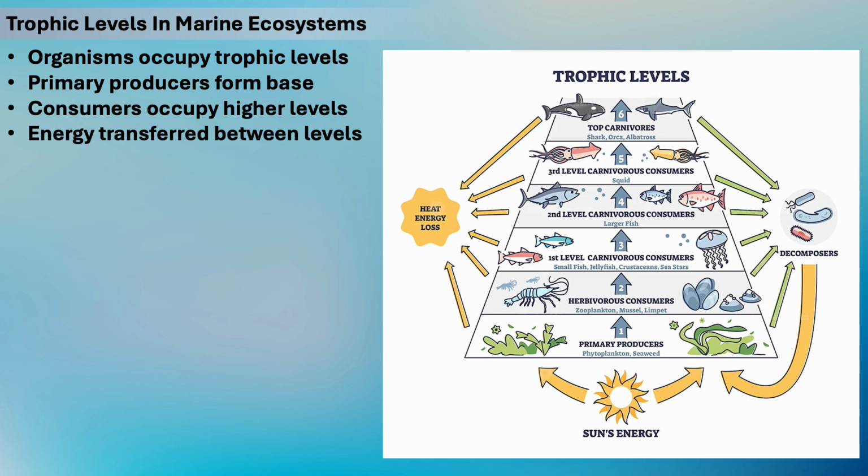At even higher trophic levels, we find tertiary consumers and top predators, such as large fish, sharks, seabirds, and marine mammals. These organisms often occupy the highest levels of the food web and rely on energy that has passed through multiple previous trophic levels. The structure of these trophic levels determines how energy moves through the ecosystem and how efficiently it supports higher levels of marine life.